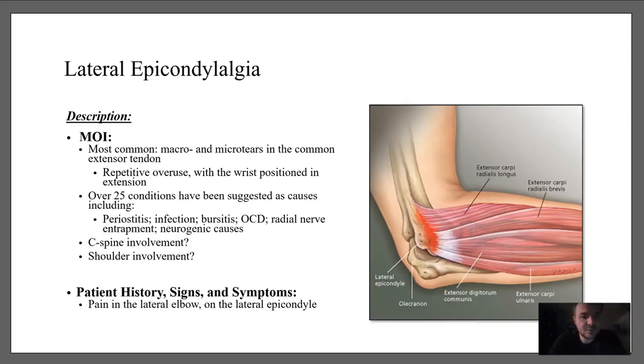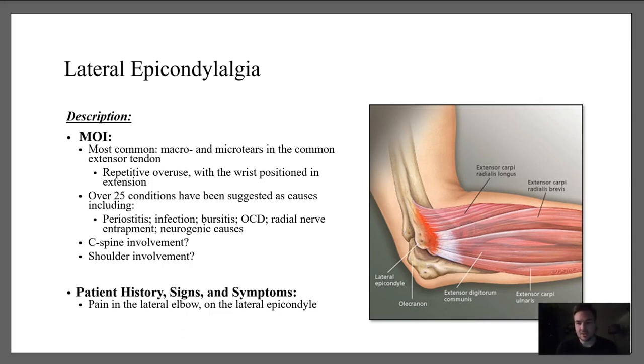So the mechanism of injury is usually either macro or micro tears in the common extensor tendon caused by repetitive overuse of the wrist position in extension. One of the reasons that this is deemed tennis elbow is because when you swing a tennis racket, your wrist is never really in neutral position. It's usually in a little bit of extension. So as you come through, especially the backhands, the wrist is in extension.